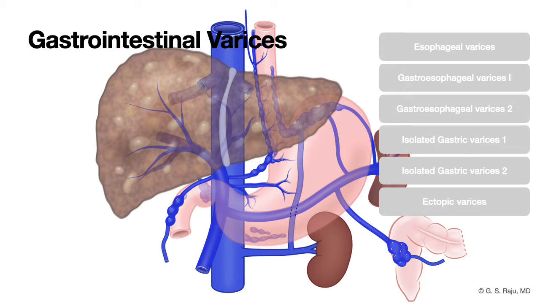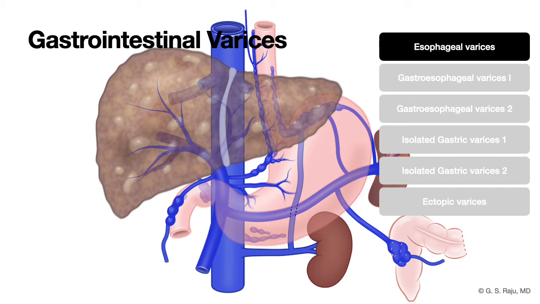Gastrointestinal varices develop in a patient with portal hypertension, either because the liver has a problem or the portal venous drainage has a problem. When the pressure in the portal system increases, the blood tries to find its way from the splanchnic circuit to the systemic circuit using different anastomotic channels.